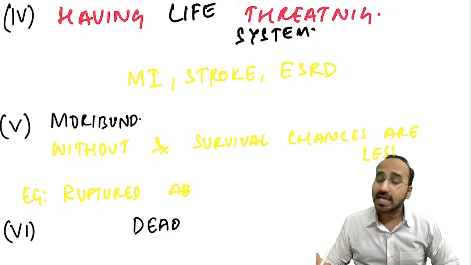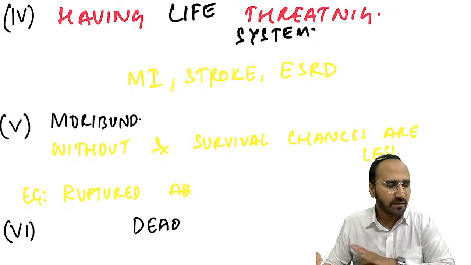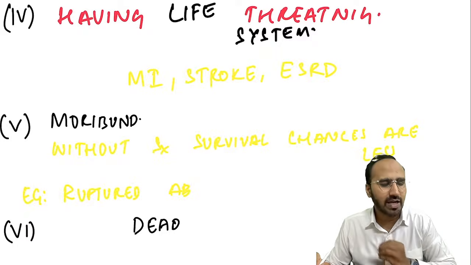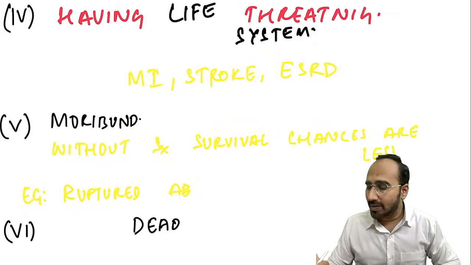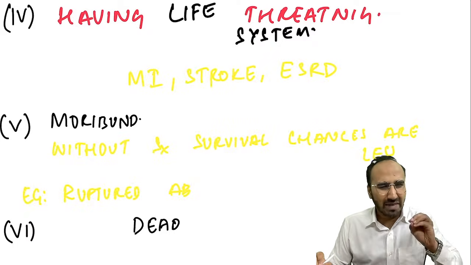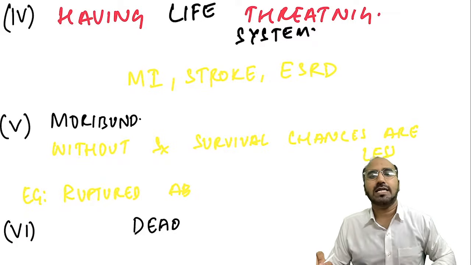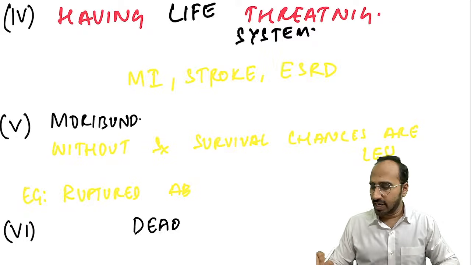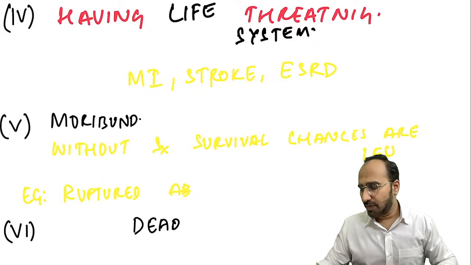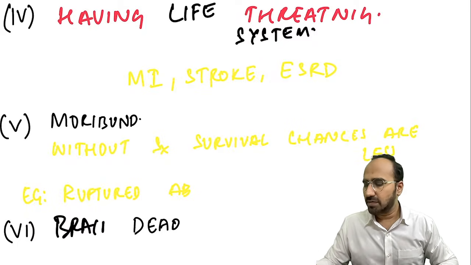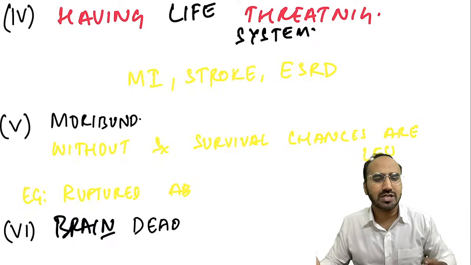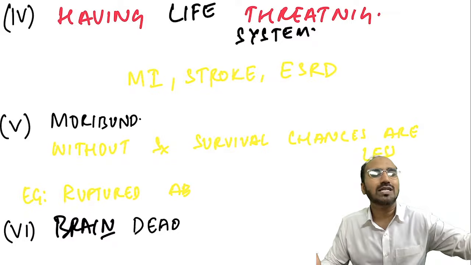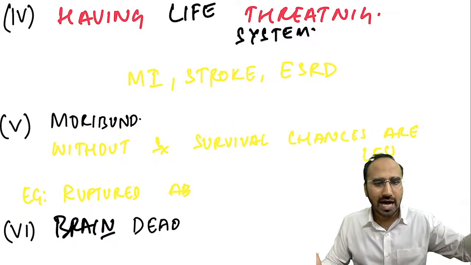Okay? ASA class 5 means what? Moribund patient, without surgery the chances of survival are very, very less. Ruptured abdominal aortic aneurysm, moribund with multiple comorbidities, bedridden patient. Those patients come under ASA class 5. Okay? ASA class 6 means this patient is brain dead. In a brain dead patient, what surgery, sir? No surgery. In a brain dead patient you will basically do a surgery called organ harvesting.